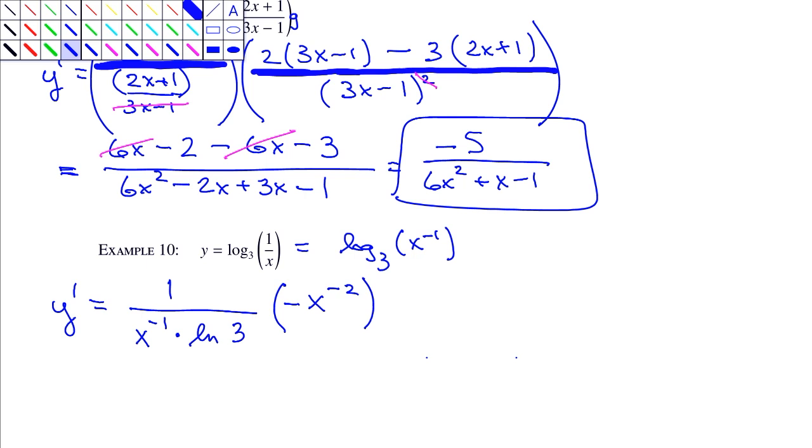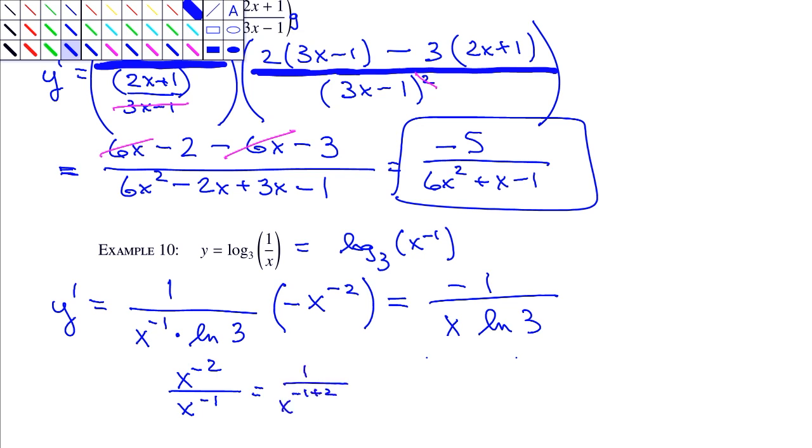All right, so we have x's in the bottom, and we have x's in the top. Which x's, top or bottom, have the higher exponent? The bottom does, right? The bottom is a negative 1. That's bigger than the negative 2. So what that actually turns out being is negative 1 over, let's see, how do we want to write this? It's just x. Because really what this is, if I do it with just the x's here, x to the negative 2 over x to the negative 1, that's the same thing as 1 over x to the negative 1 plus 2, which is 1 over x to the first, which is that one.